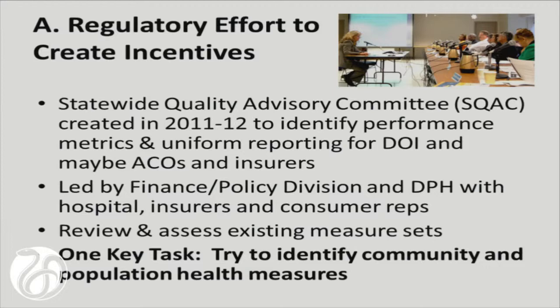The first involved a legislatively mandated committee that was called the Statewide Quality Advisory Committee, or SQAC. It was created by the legislature to identify performance metrics and uniform reporting that could help to guide the State Division of Insurance in setting standards that all insurers had to follow. And it was thought that it might also provide some uniform guidance so at the point that licenses were being issued to accountable care organizations, there was an agreed-upon set of metrics.